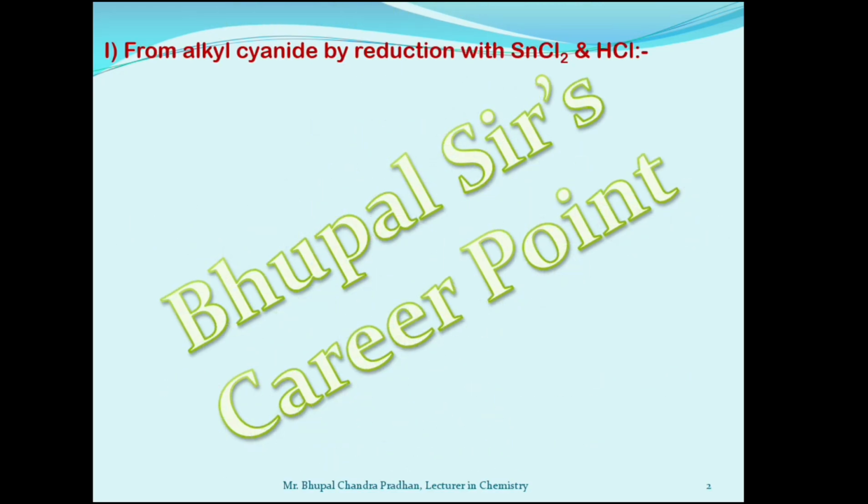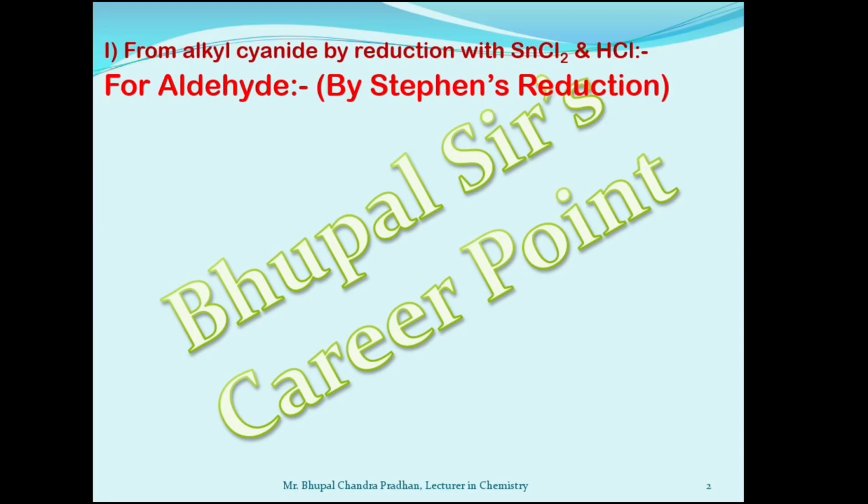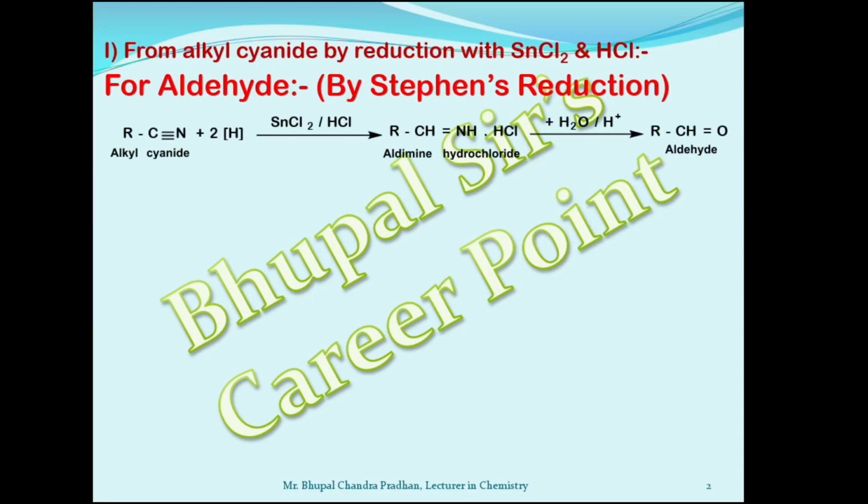From alkyl cyanide by reduction with tin in HCl, we get aldehyde by Stephens reduction. When alkyl cyanide undergoes reduction in the presence of stannous chloride and HCl, then the pi bond between carbon and nitrogen breaks and two hydrogen atoms are added to them, as a result of which we will get aldimine, and HCl is combined with it to give us aldimine hydrochloride, which on acidic hydrolysis gives us aldehyde and ammonium chloride.